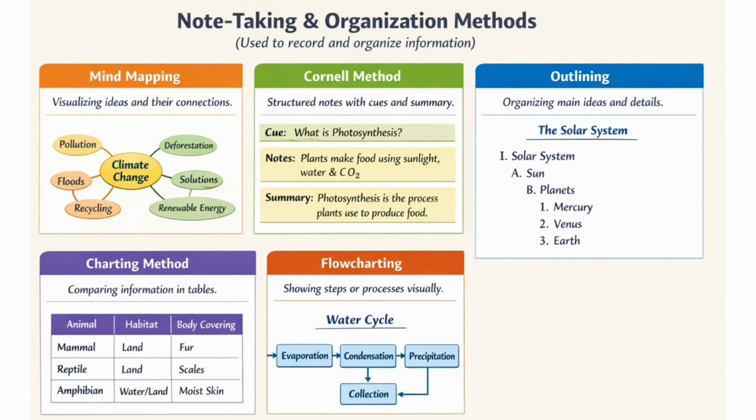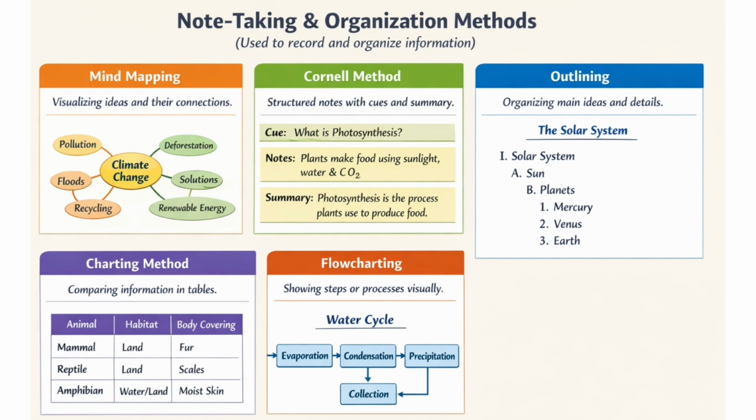Here are the 5 note-taking and organization methods, which presents 5 different learning methods used to record and organize information. First image shows mind mapping, where a central topic labeled climate change is surrounded by connected bubbles such as pollution, deforestation, floods, recycling, and renewable energy. This shows how ideas are visually connected to one main concept.